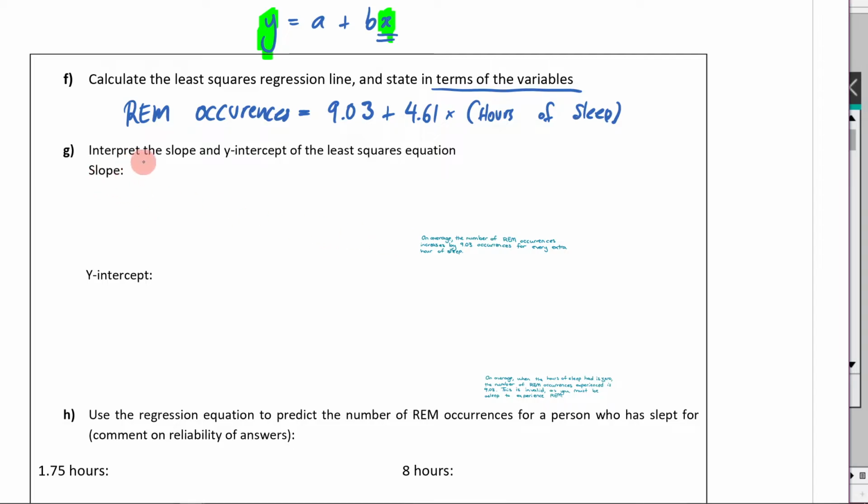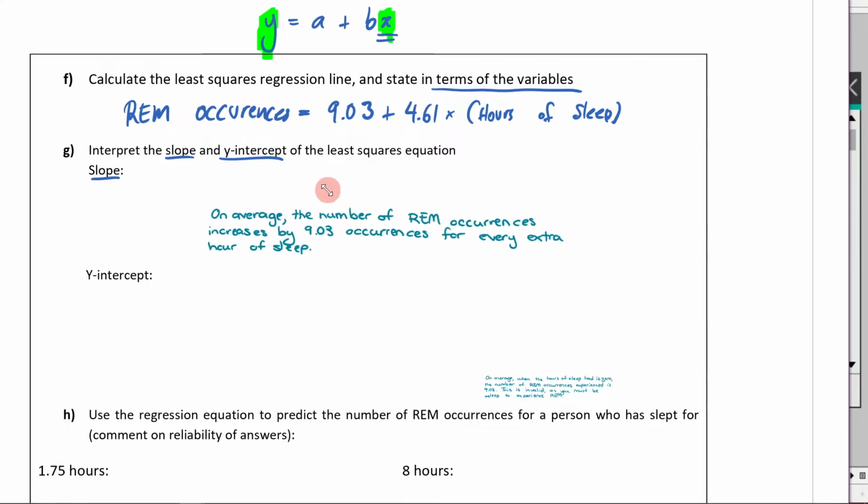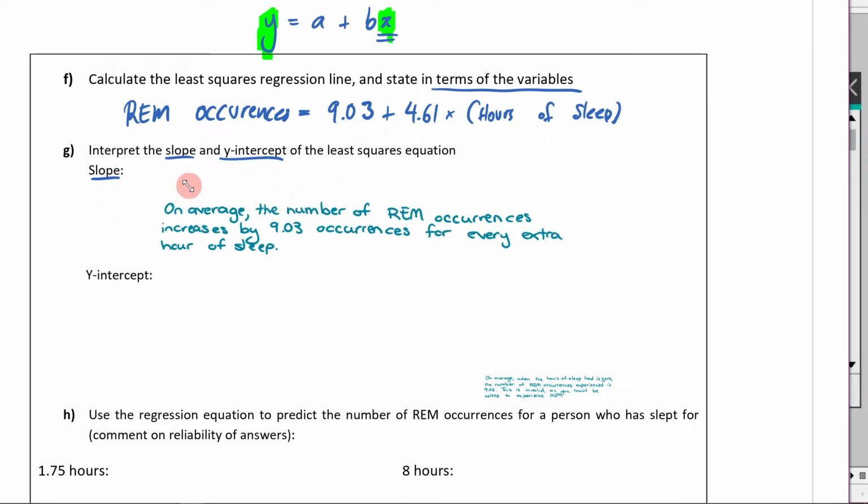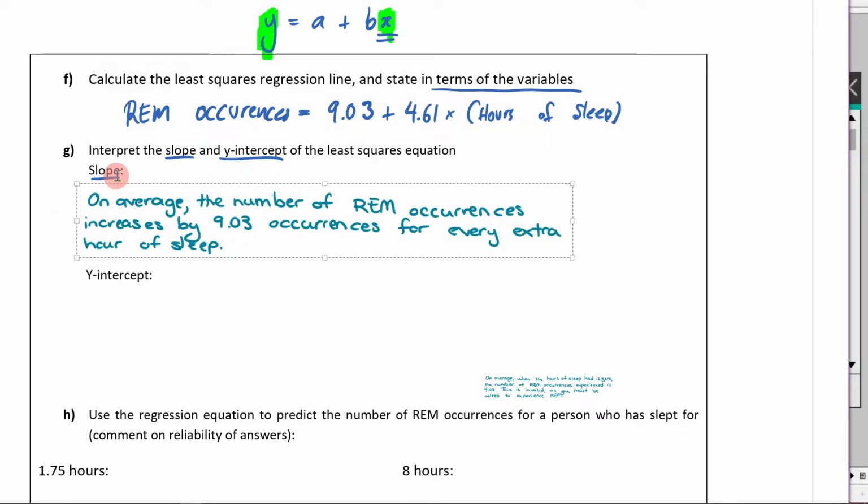Next is asking us to interpret the slope and y-intercept of the least square regression line. So first, slope. And again, here's one I've prepared earlier. You might like to try to write one before I show it here. So again, I'm just using the template that we have given you. So no surprises here. We're just filling in the gaps in the template. So on average, the number of REM occurrences increases by 9.03 occurrences for every extra hour of sleep. Can I draw your attention to this very important units being listed here? Looking at past exams, this is often where people make a mistake.